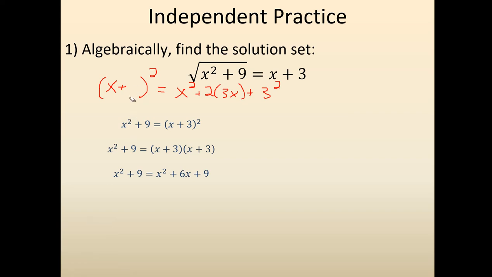If instead of a 3, it was a 4, then all this does is this becomes 2 times 4, and then this becomes a 4 squared. So if you can remember this, it makes the whole process a lot easier. But then from here, I have an x squared over here, so I can cancel them out. I have a 9 over here and a 9 over here, cancel them out. So what I'm actually left with is 0 equals 6x, or x equals 0.